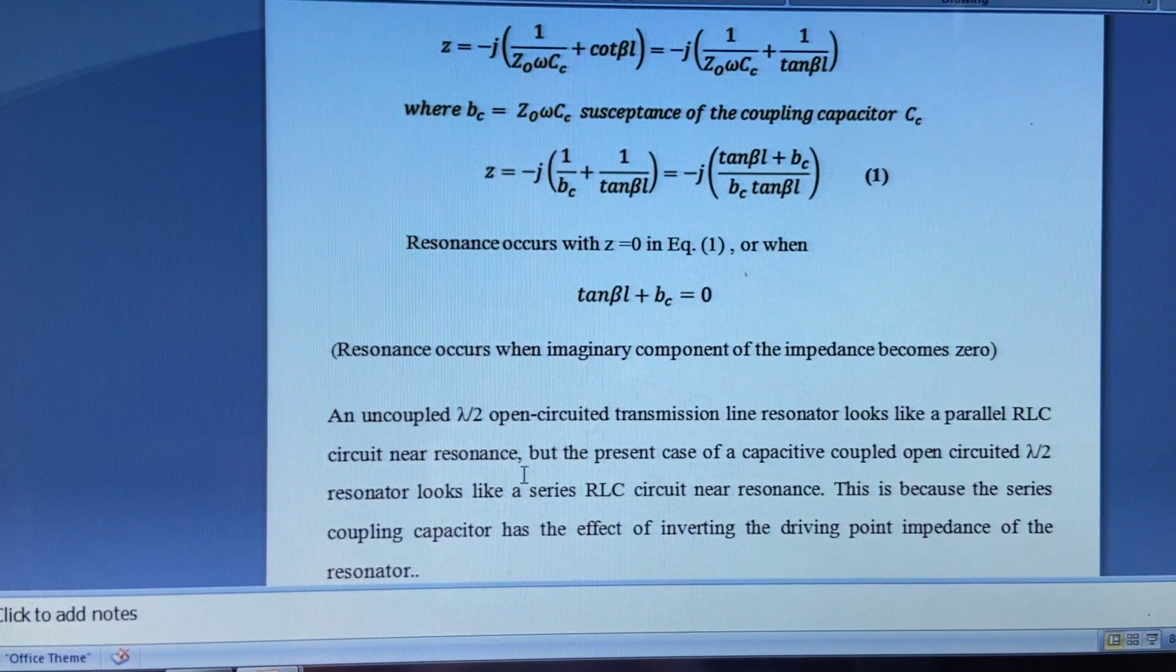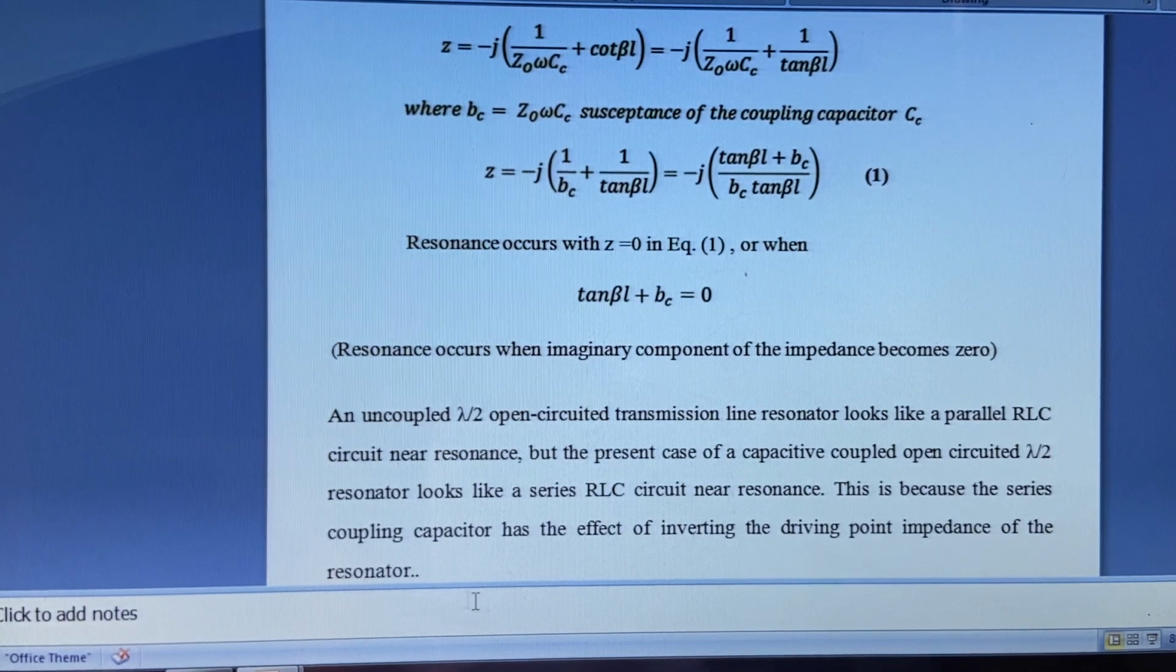A lambda by 2 open circuited transmission line along with the coupling capacitor behaves like a series RLC circuit instead of a parallel resonator circuit. So, the uncoupled lambda by 2 open circuited transmission line behaves like a parallel RLC circuit. But the coupled lambda by 2 open circuited line with gap coupling behaves like a series RLC resonator circuit near the resonance, as in this equation.